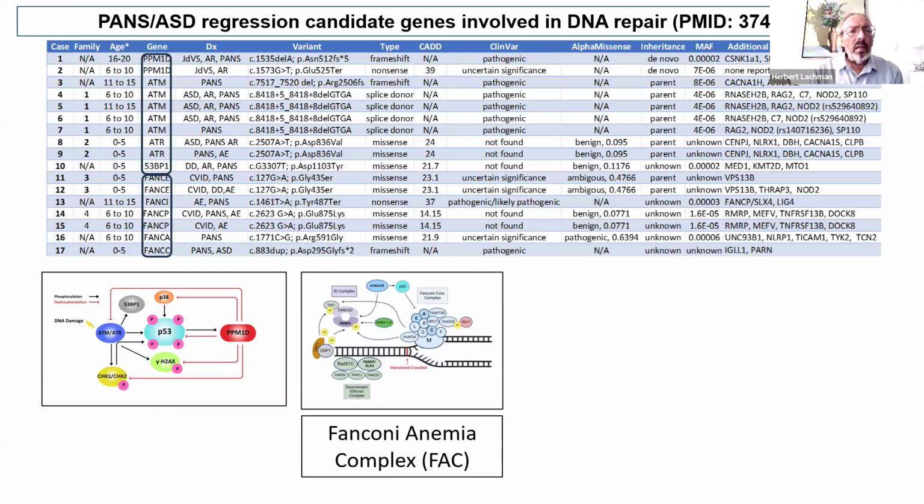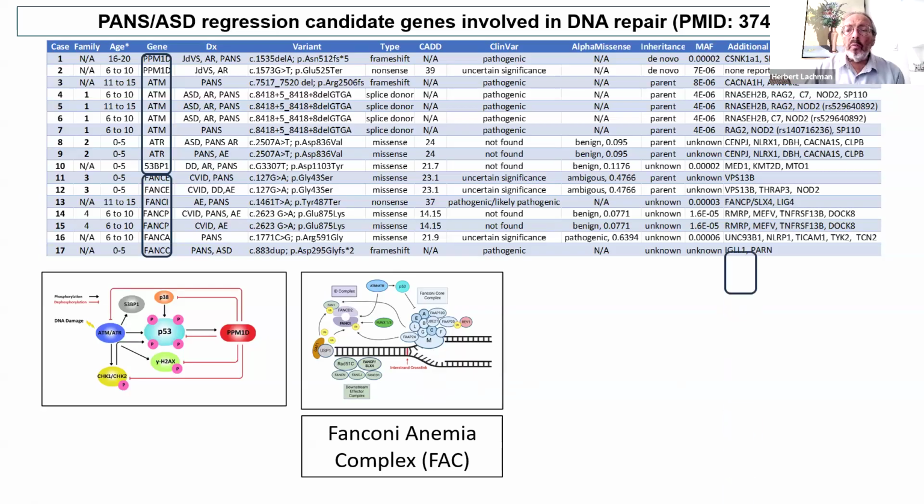And we found families and individuals with mutations in members of the Fanconi anemia complex, which have a role in certain types of DNA repair and actually interact with the p53 pathway. It's hard to see on this slide. Now, these are very, very rare conditions, especially Janssen-DeVries syndrome.